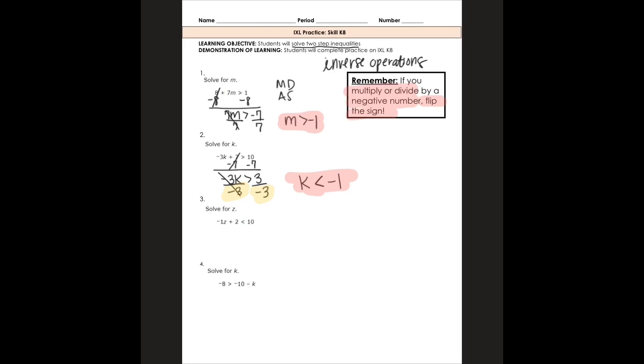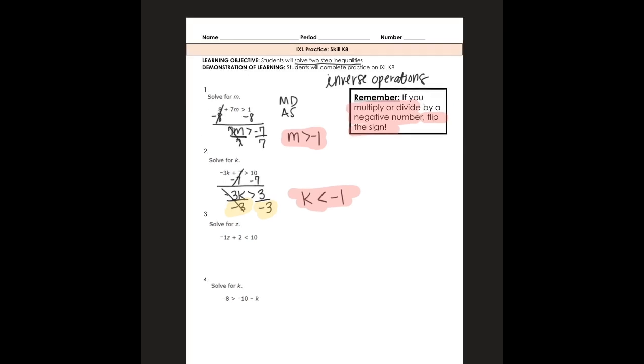On number 3, solve for z. So the opposite of plus 2 is minus 2. So I need to subtract 2 on both sides. The 2's cancel out and I get negative 1z is less than 10 minus 2. 10 minus 2 is 8.